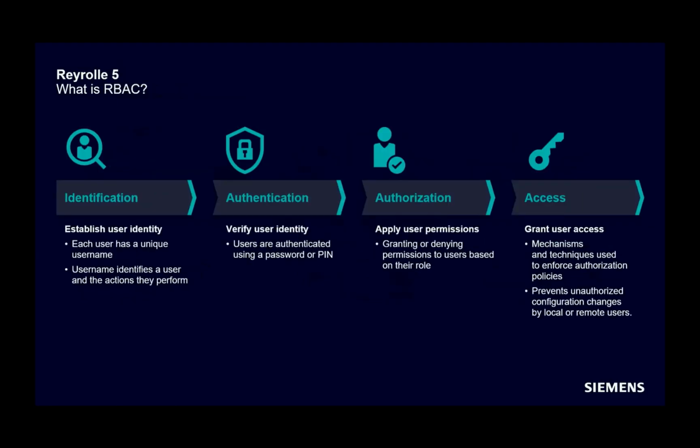So how does it work? There are 4 steps involved with RBAC: identification, authentication, authorization, and access. So the first step, how do we establish the identity of a user? How do we distinguish between different users with the same role? Each user has a unique username that identifies the user and the actions they perform.